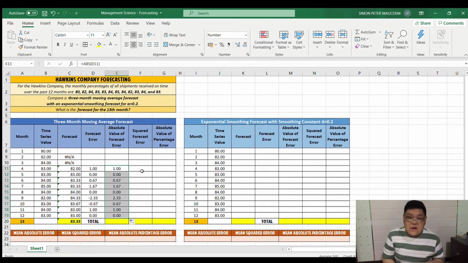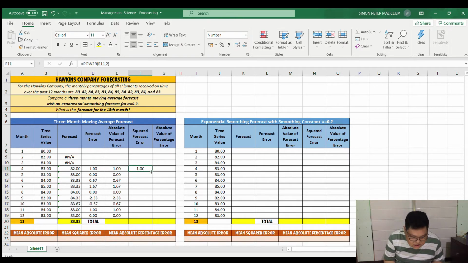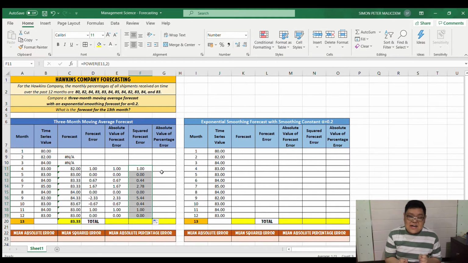Next is the squared forecast error. Equals, type in POWER, open parenthesis, click 1, comma, and type in 2 since this is squared forecast error. So we need to type 2. Okay? Click enter. Drag the corners to the 12th month. And there we have it, our squared forecast error.